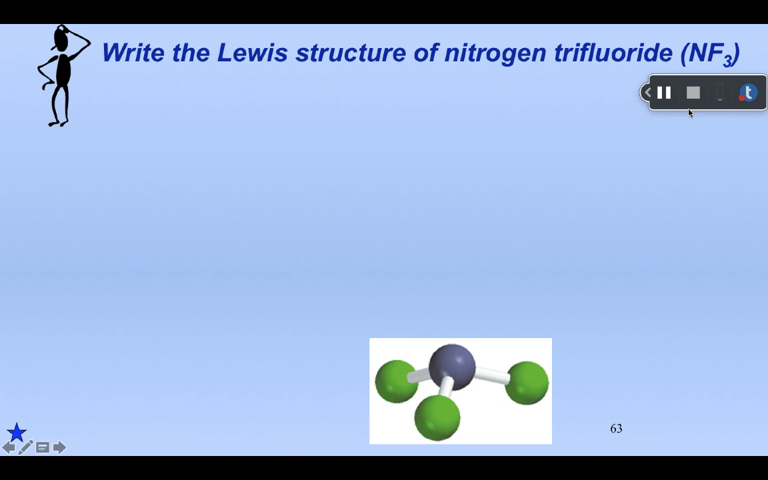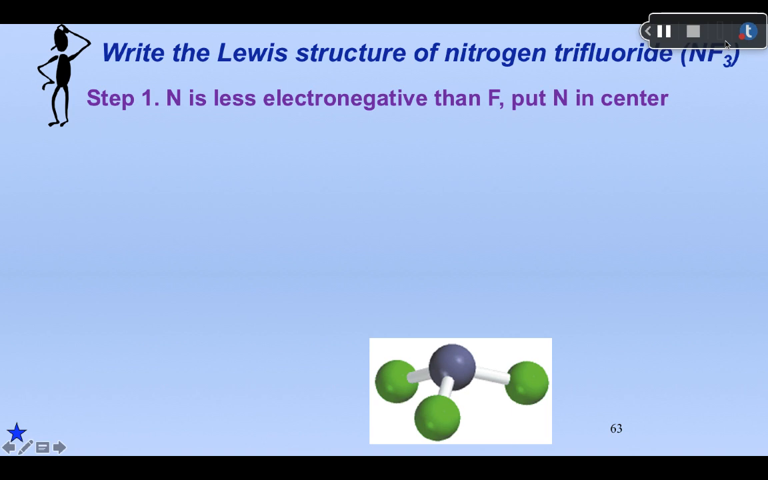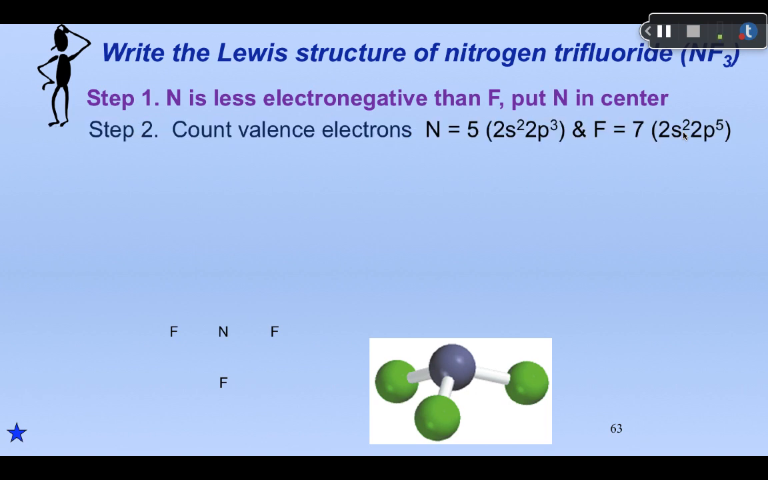Nitrogen trifluoride, following the steps that have been described so far. Step 1 is to put the least electronegative atom in the center. In this case, that would be nitrogen. It's less electronegative than fluorine. Anything is less electronegative than fluorine. And so you make a skeletal arrangement of atoms, and we use a rectangular grid because it's convenient, but that doesn't exactly represent the actual geometry, which is shown there on the right. Step 2, count the valence electrons.